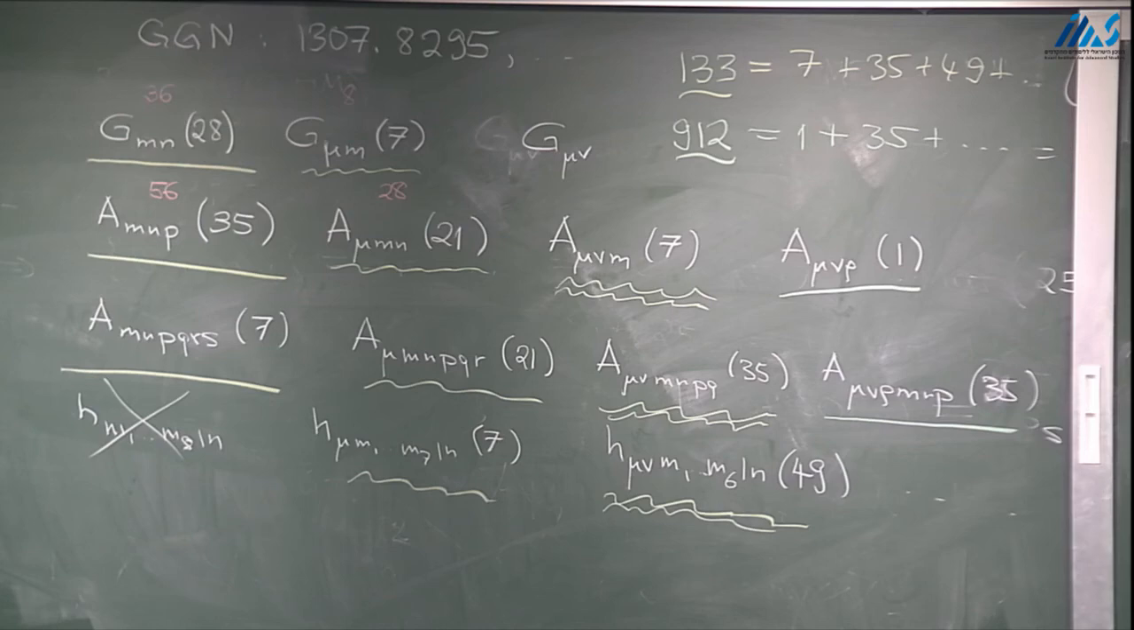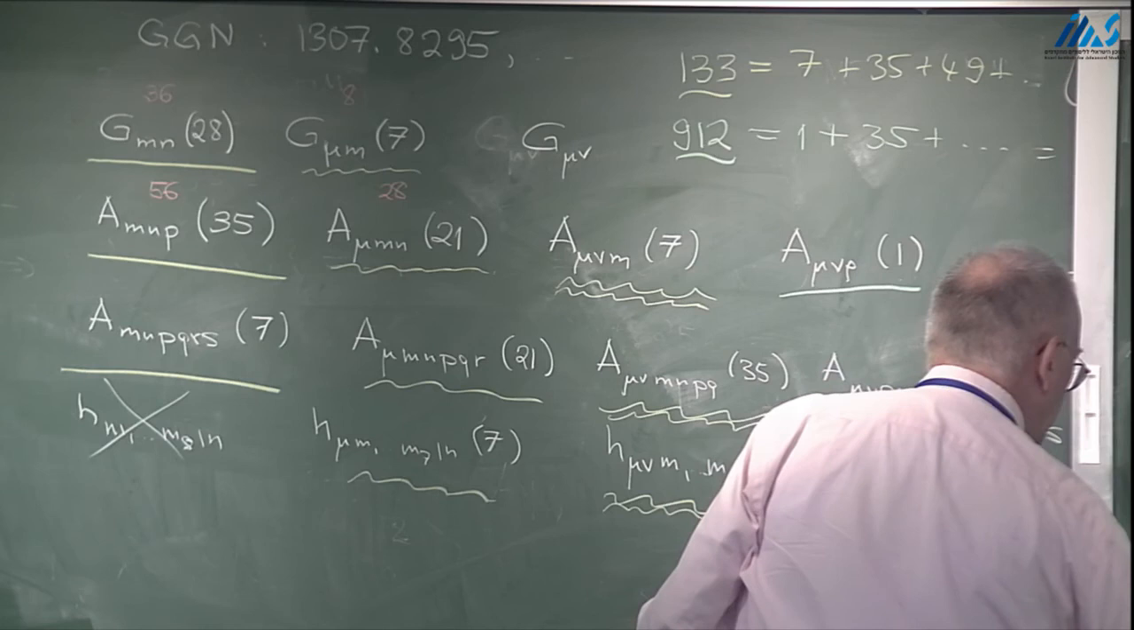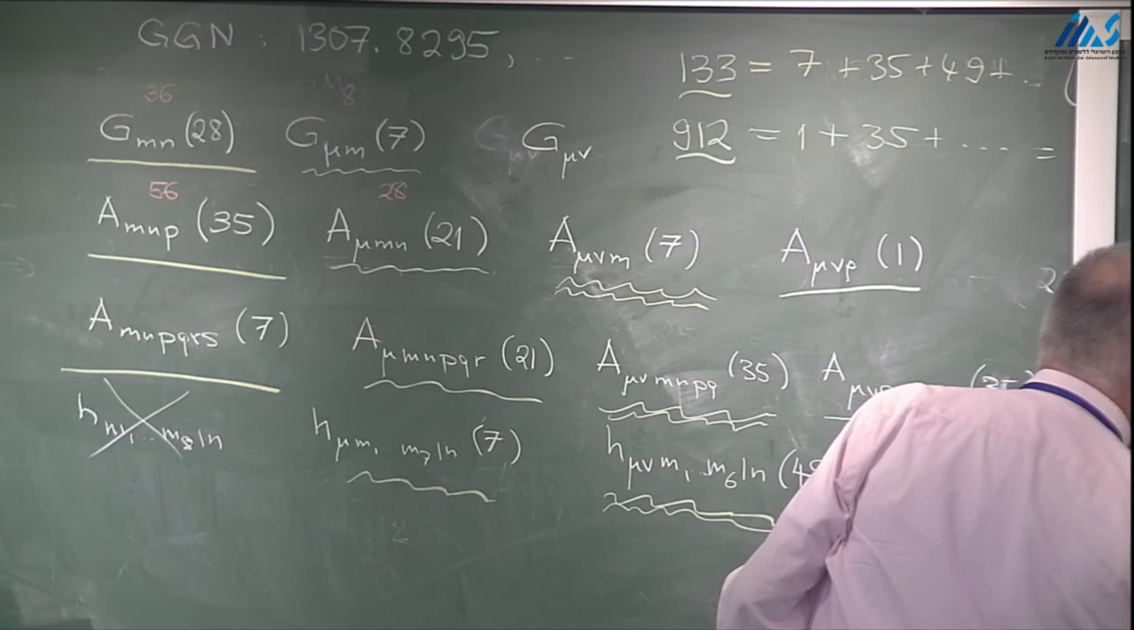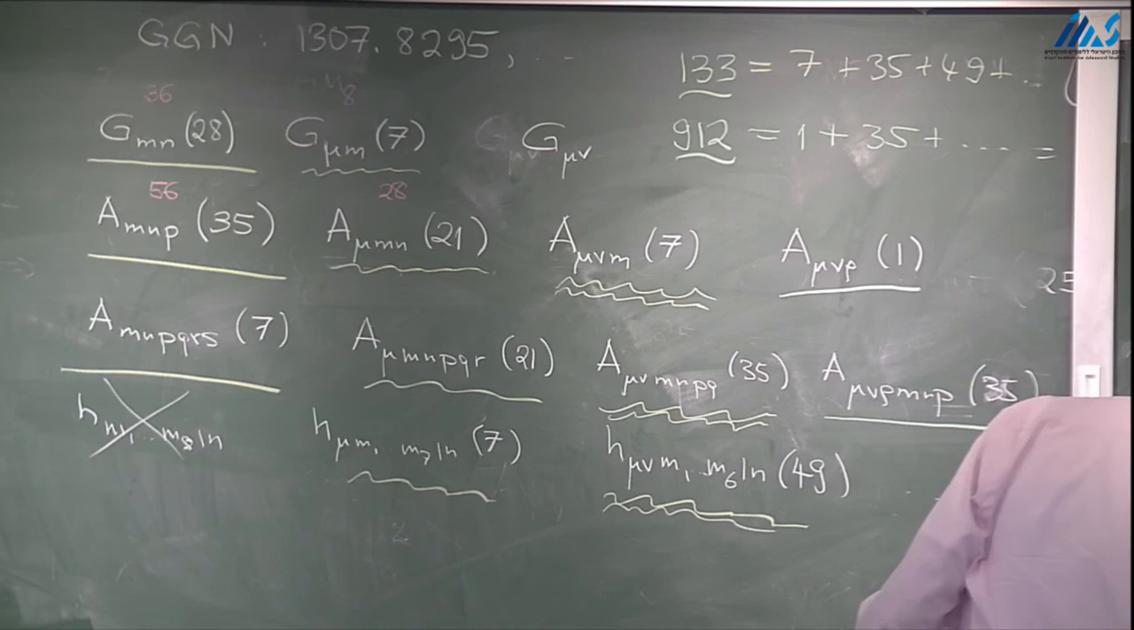So let's just add up these numbers. It's 8 plus 28 plus 36 plus 56 plus 20, plus 8 plus 28. And when you add it up, it's 128, which is the dimension of E8 over SO(16). That's the hidden symmetry in three dimensions.